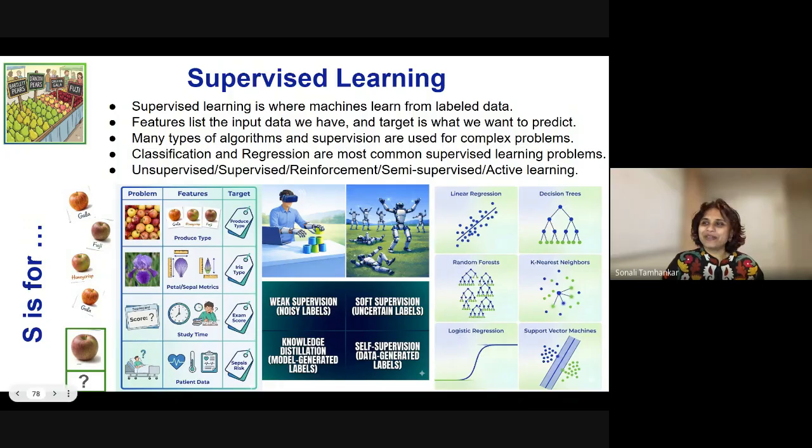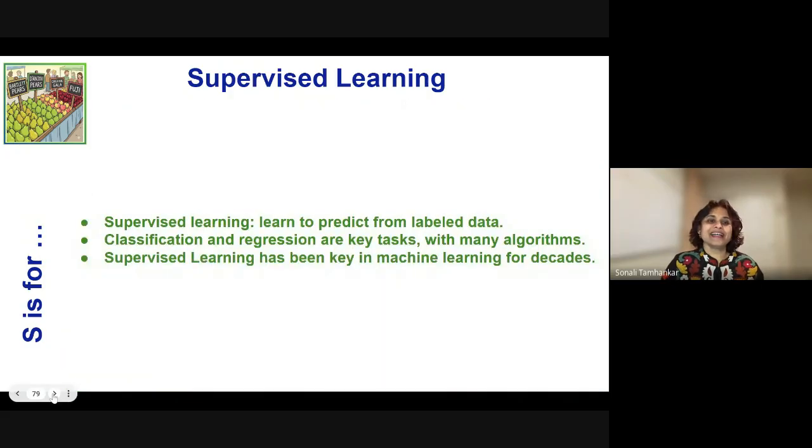So, that was supervised machine learning, learning from labeled data. We talked about labels we can use when we can't have a gold standard, and we saw so many examples of supervised machine learning problems and algorithms for classification and regression.